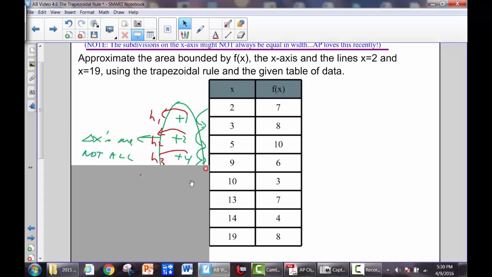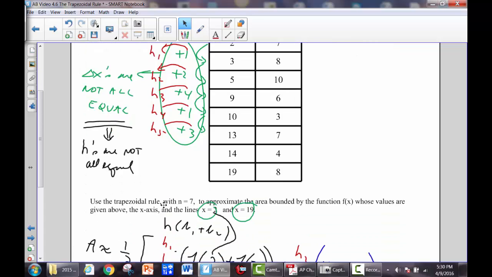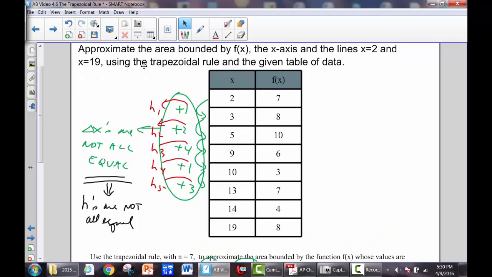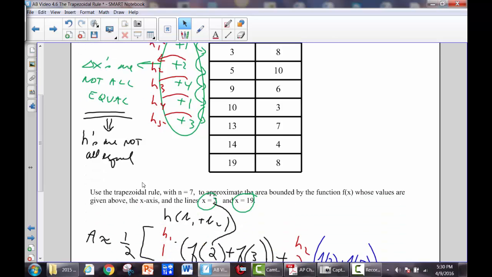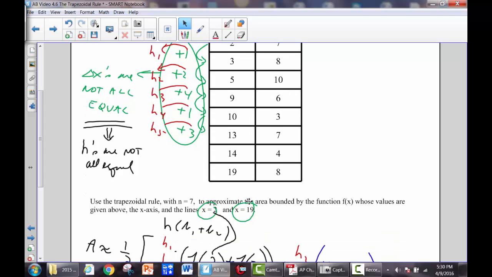Okay, so here's what happens. The heights are not all equal. So, and it'll tell you, use the trapezoidal rule. Is this out of the book? No, I'm using this. So, approximate the area bounded by f of x, the x-axis, and x equals 2 and x equals 19 using the trapezoidal rule. And you'll notice all these y values are positive, so it's above the x-axis. Okay? It'll tell you to use the trapezoidal rule with n equals 7, and you'll notice there's 1, 2, 3, 4, 5, 6, 7 different intervals to approximate the area.